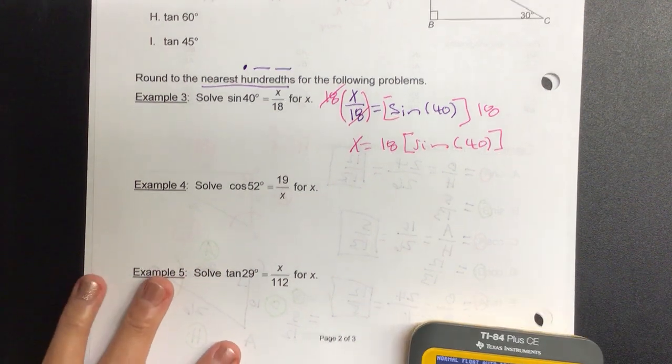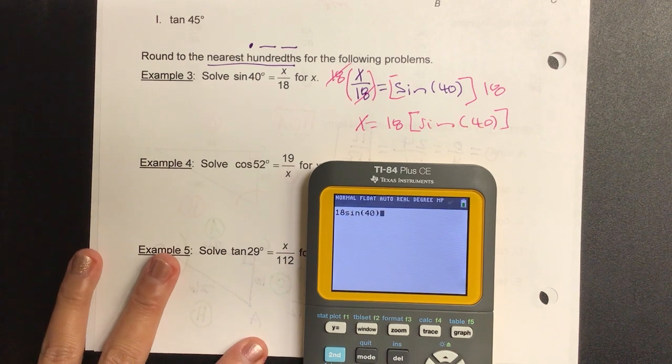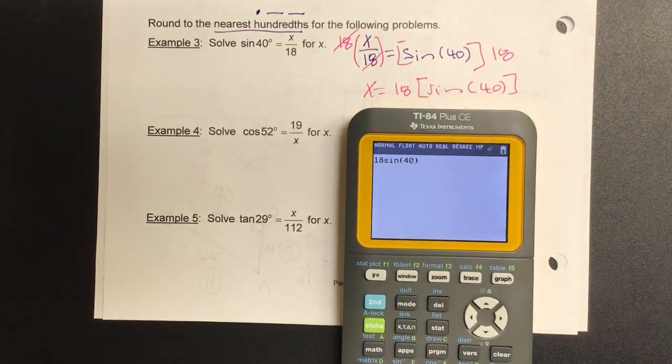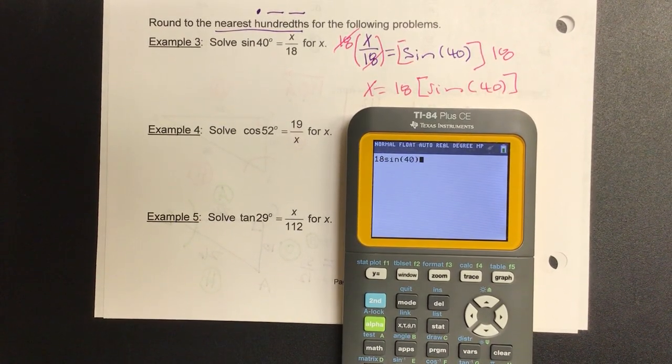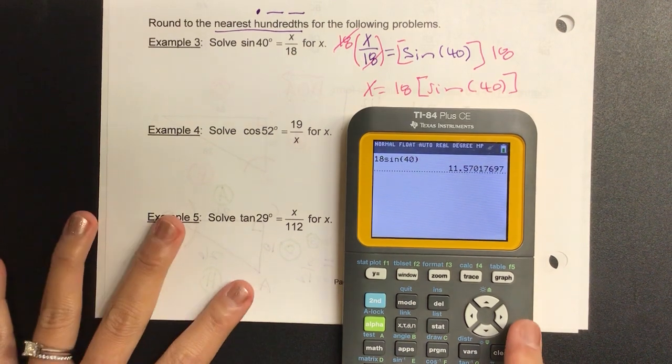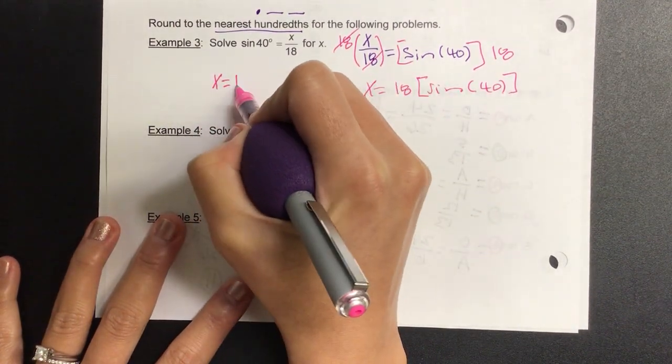So here's our calculator. Get them out. We have 18. Find the sine button of 40 and close it. 18 sine of 40. Hopefully your mode is still on degree mode. So our number should be some number. When I press enter, I get 11 point how many? So we have, not all of it, 2 decimal places.